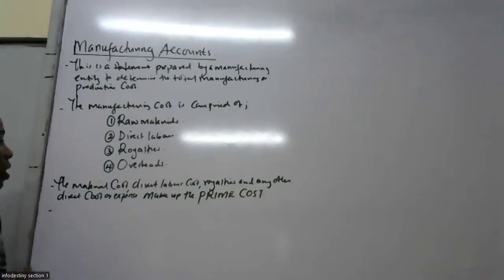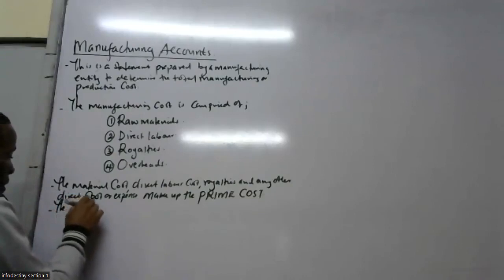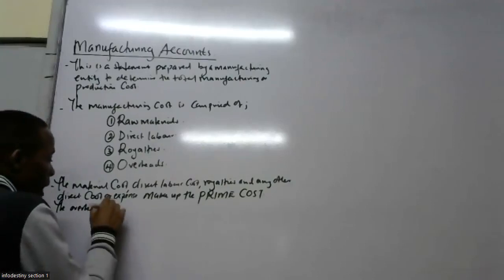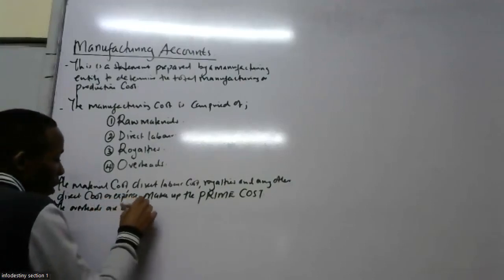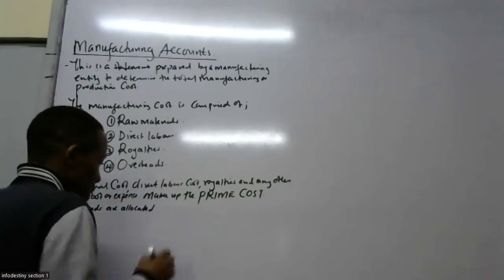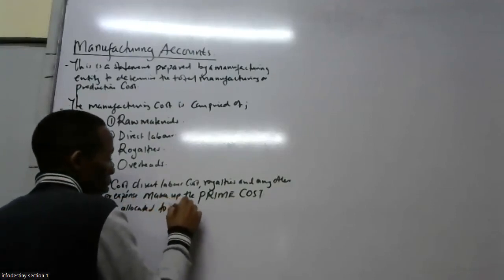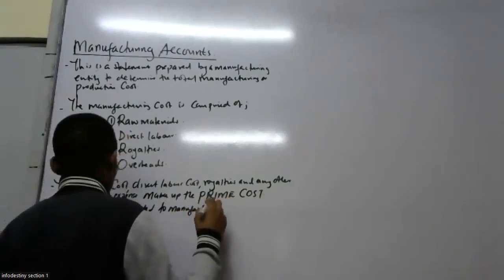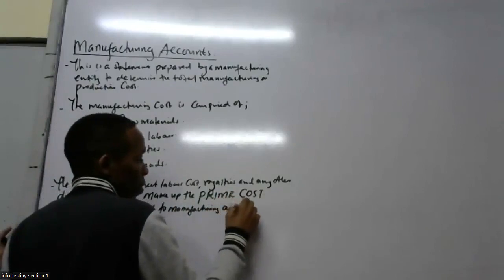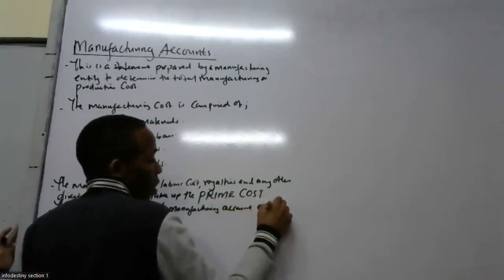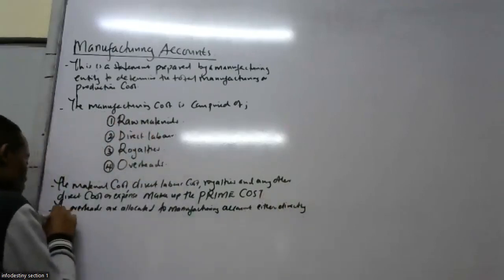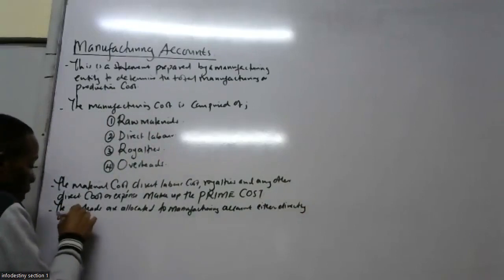So we write and say that the overheads are allocated to the manufacturing account, either directly or proportionately.